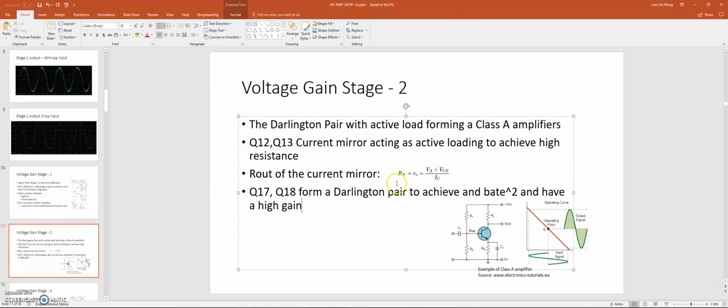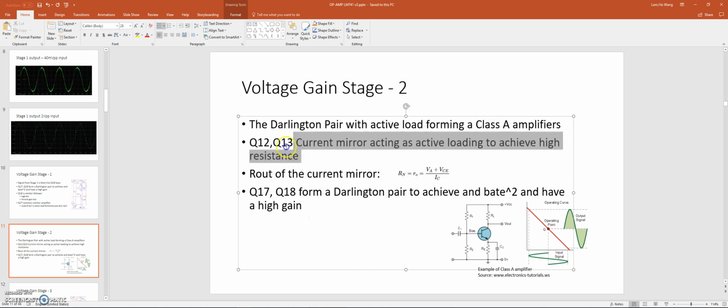The output load of the current mirror is given by the equation here, and then pretty much this stage 2 is just a Class A amplifier. It's nothing but the Darlington pair serving as one, and an active load formed by the current mirror.